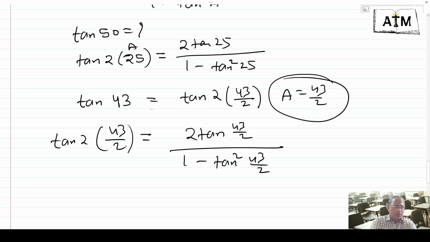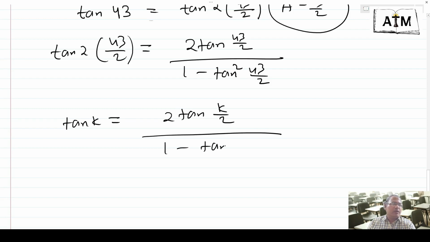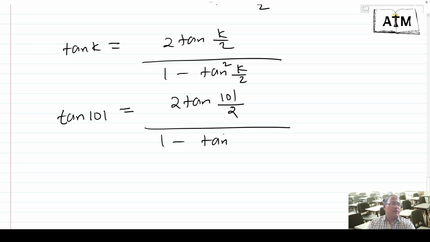And in terms of k, suppose it is only tan k, then 2 tan k by 2 upon 1 minus tan square k by 2. What is k? K is any number. I don't bother whether it is an odd number or an even number. For example, k equals 101. Then what can I write? 2 tan k by 2, that is 2 tan 101 upon 2 divided by 1 minus tan square 101 upon 2. This way we can utilize the tan 2a formula.